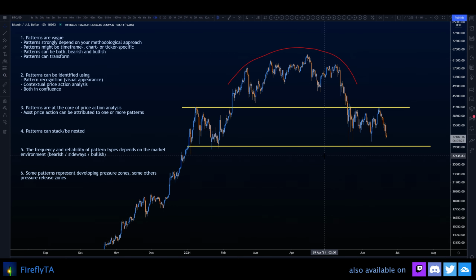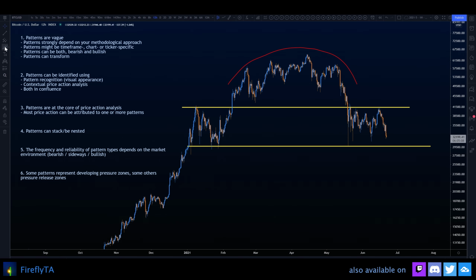This is fine. You can do this. However, there's still a risk to it. We don't know if this is a valid head and shoulders. And I will teach you the criteria, the requirements I'm using to identify if a pattern is a pattern.